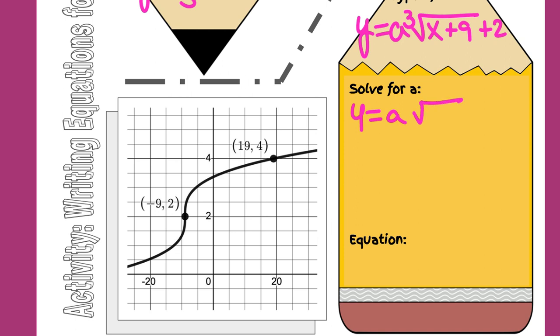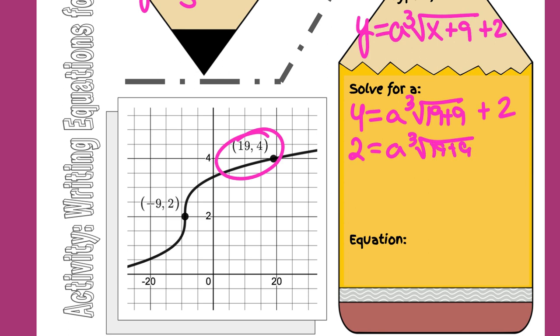So we've got 2 equals a times the cube root of 19 plus 9, plus 2. Where did we get 9 from the other one? From this point right here. Move the 2, so I get 2 equals a cube root of 19 plus 9. So I get 2 equals a cube root of 28.